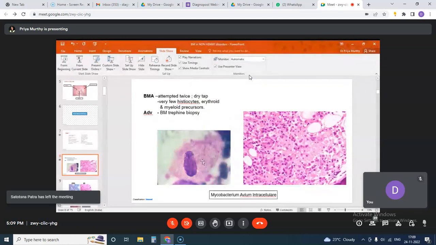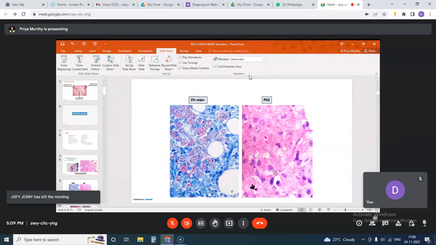So this is the occasional histiocyte in the bone marrow imprint smear. And after we got the bone marrow biopsy, what we saw were sheets of histiocytes replacing large parts of the hemopoietic cells of the marrow. Additional stains were performed on this and a diagnosis of Mycobacterium avium intracellulare was made.